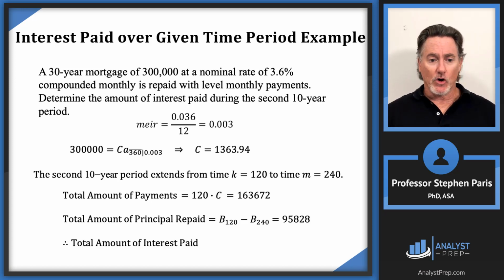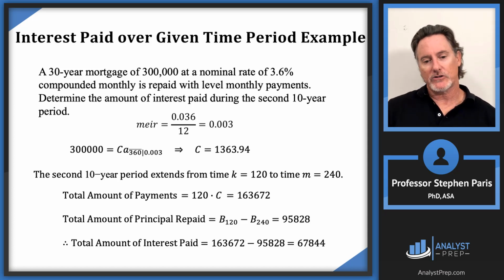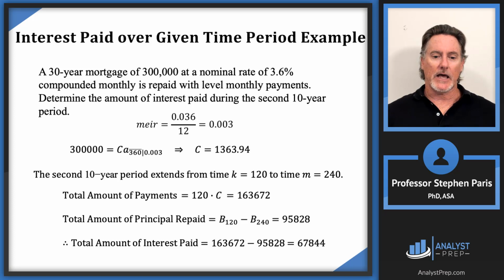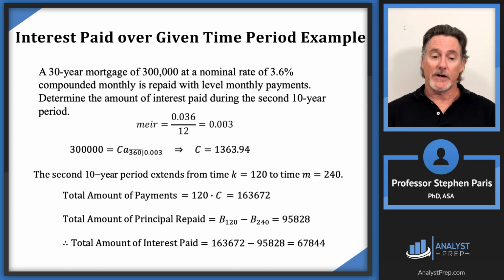And then the total amount of interest paid over that time period, well, you take the total amount that you paid, which was that 163,672 number, and you subtract off the amount that was repaid in principal, and that difference would be the amount that was paid in interest. So my final answer is going to be the 67,844 number.